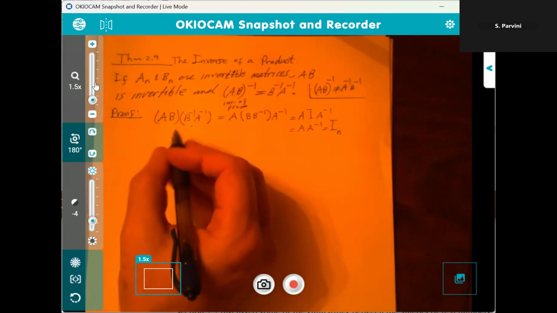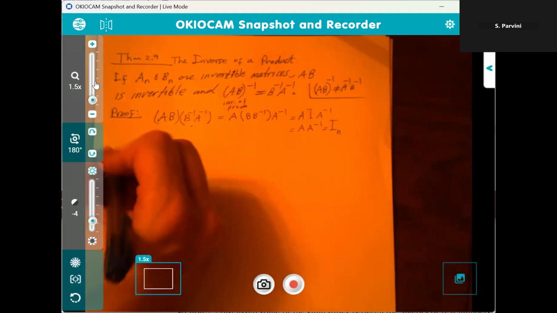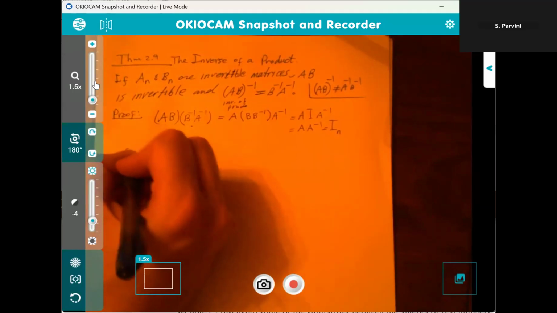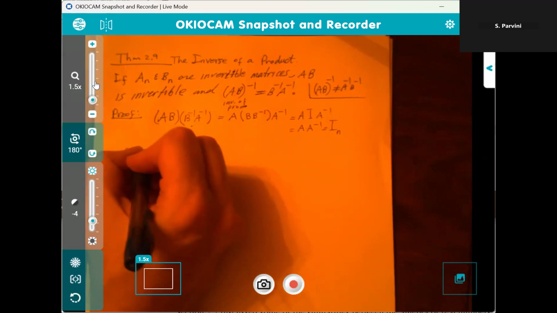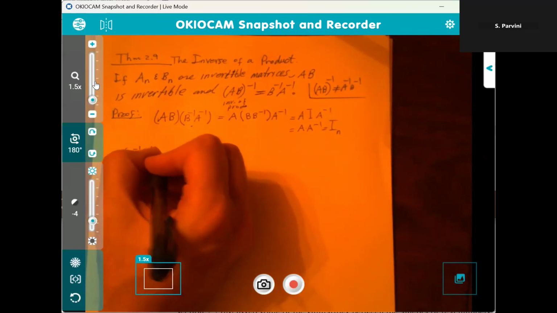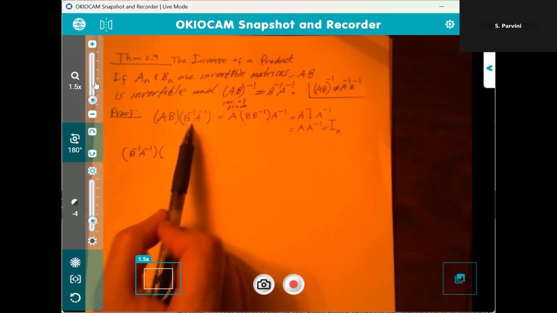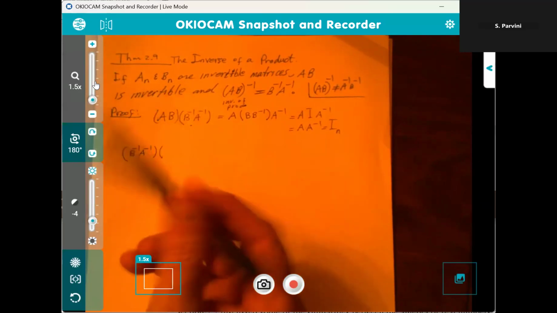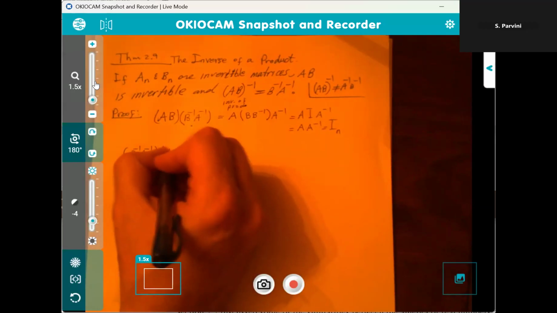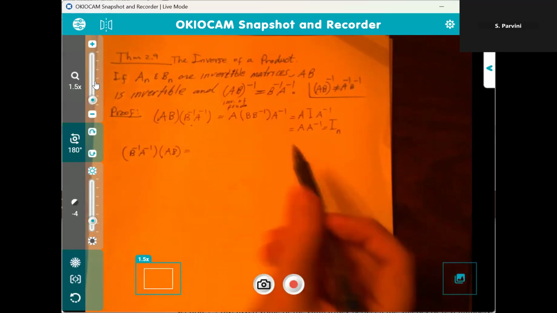Now, if we change the order of multiplication, if it works the other way around, then we're going to say, okay, then looks like they have the right inverse. So we're now switching the order of multiplication. I'm multiplying the inverse of a product times the product matrix. And let's see if we get identity.